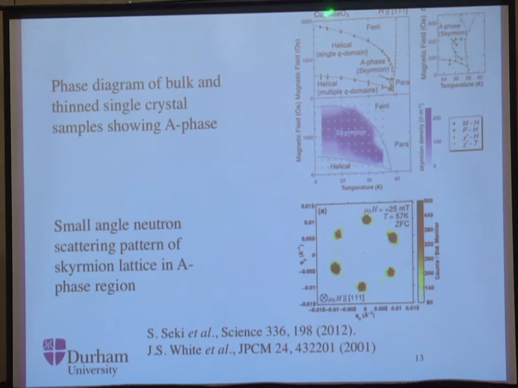The phase diagram is very similar to almost every other B20 material, so it's paramagnetic at high temperatures. And there's a very, very small A phase in the bulk crystal structure contained within the single Q-domain helical phase. And the ground state at all temperatures is also helical, but with multiple Q-domains. And here's the very small A phase. It only exists over about 1.5 Kelvin, but of course can be extended dramatically by making the material in thin films. And small angle neutron scattering has also shown this hexagonal arrangement of skyrmions existing within that A phase.